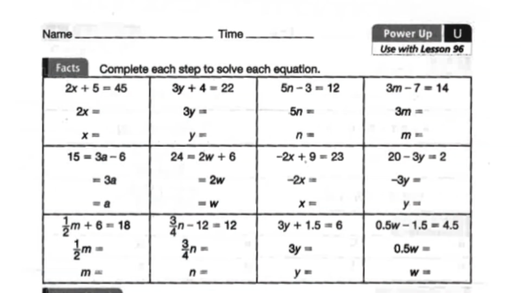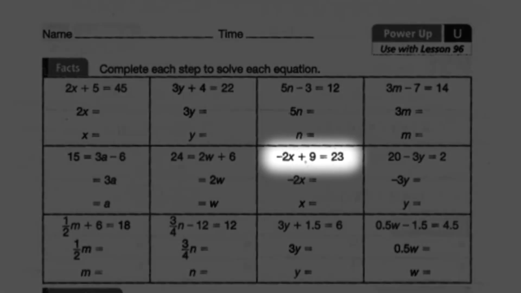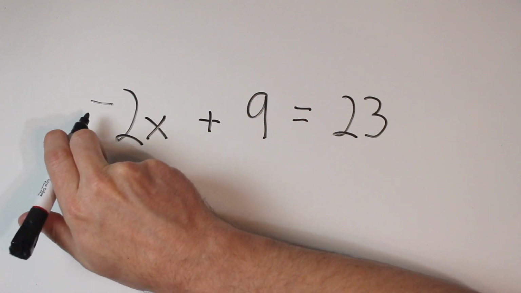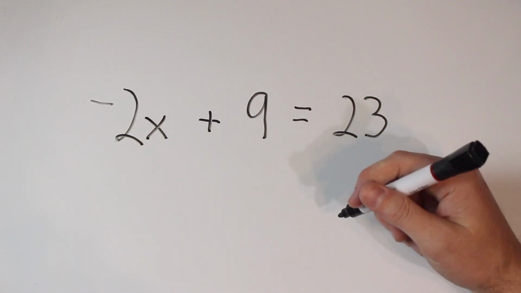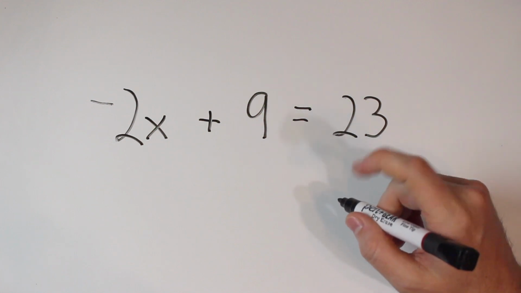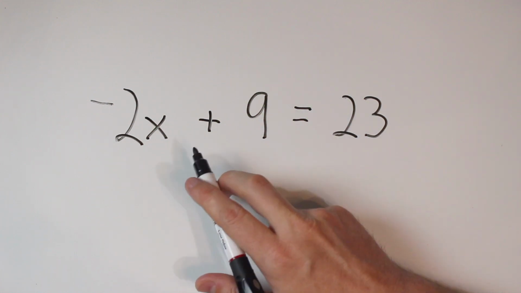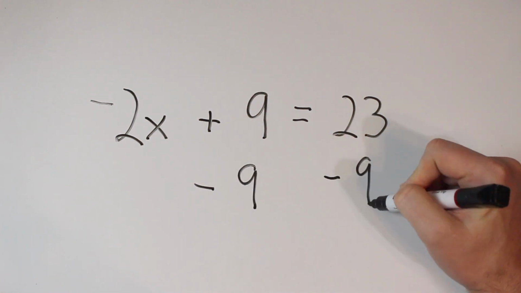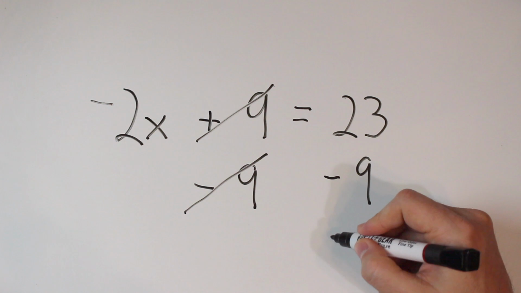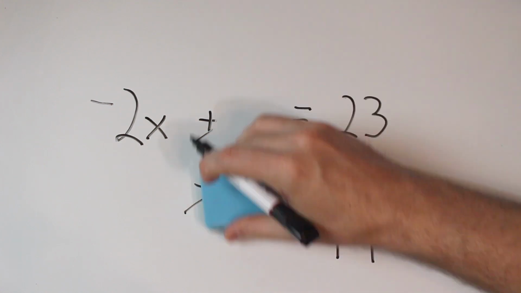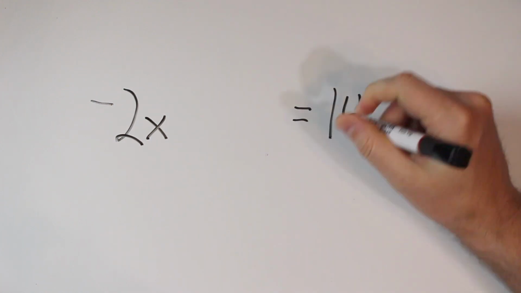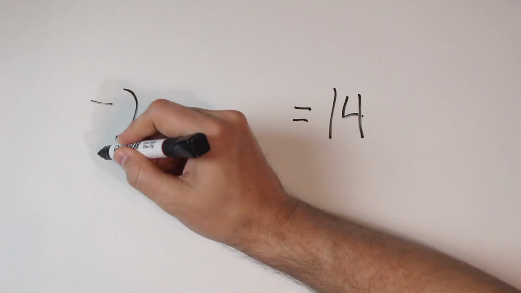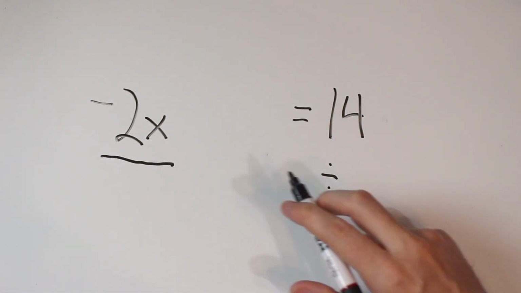Next up, we have negative 2x plus 9 equals 23. The new idea this brings to the table is the negative sign here. But don't let it throw you. Follow the same steps. First, let's undo the addition operation. We subtract 9 from both sides, leaving negative 2x on one side and 14 on the other side. That's part 1. Next, we undo the multiplication operation with division. Can you guess what we divide both sides by?